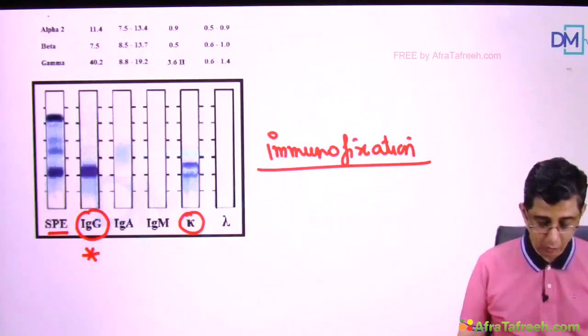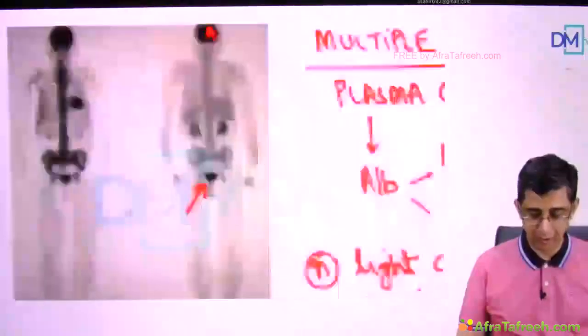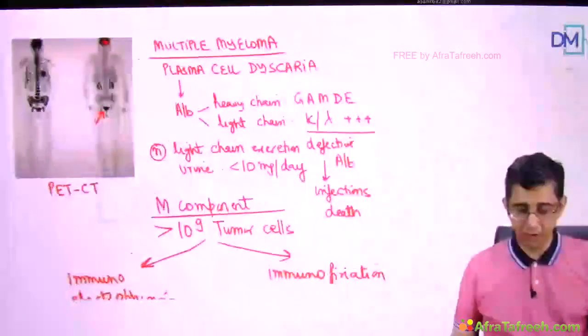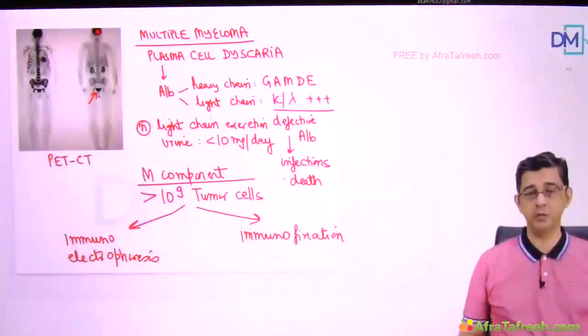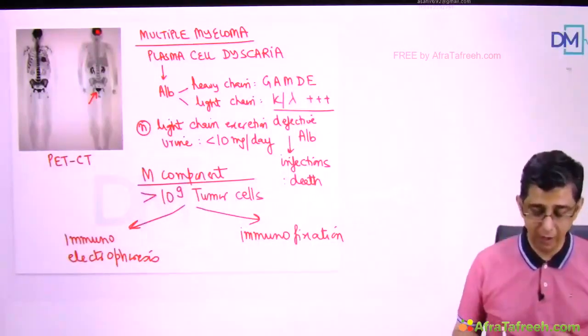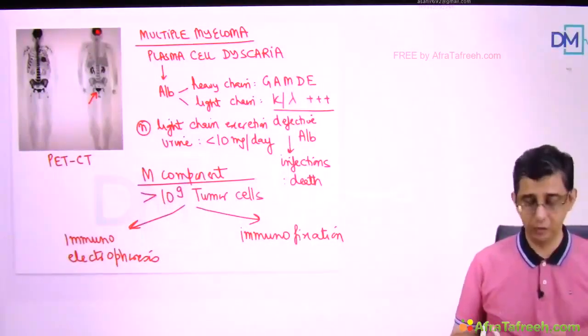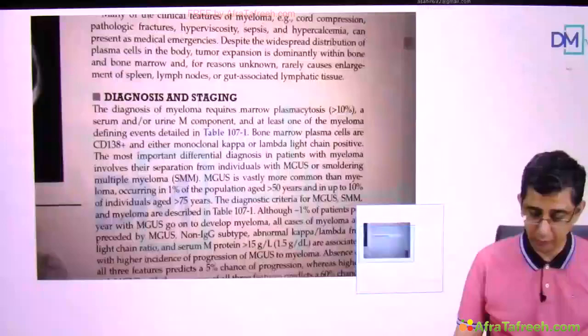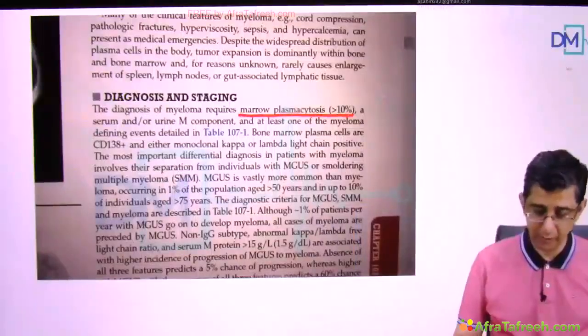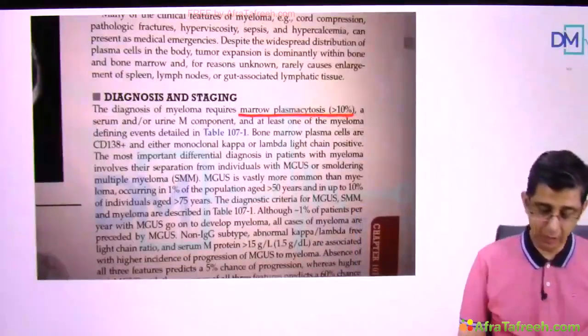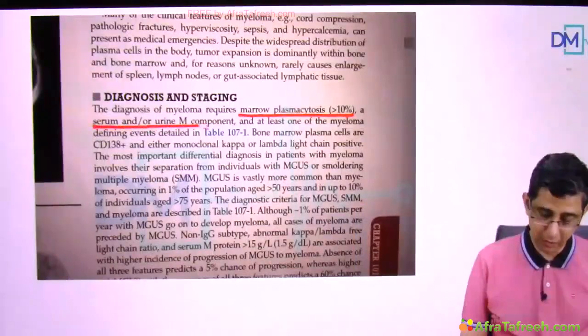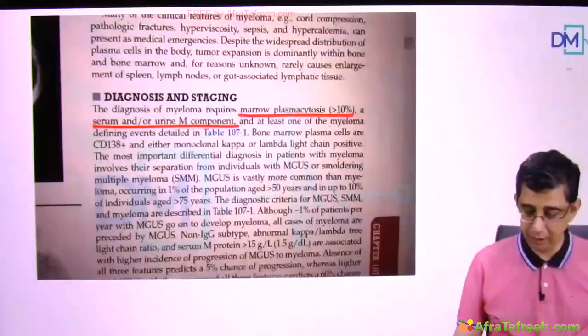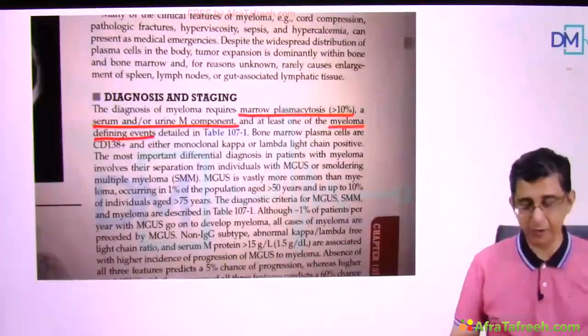So let's come back to what's actually going to happen to the patient in multiple myeloma. Once we have the overproduction of the light chains in the patient, the M component will have a high tumor load, which needs to be identified. One of the important diagnostic criteria for multiple myeloma is a bone marrow plasmacytosis of more than 10%. There should be a presence of a serum or a urine M component, and myeloma defining events, which I'll just explain to you.